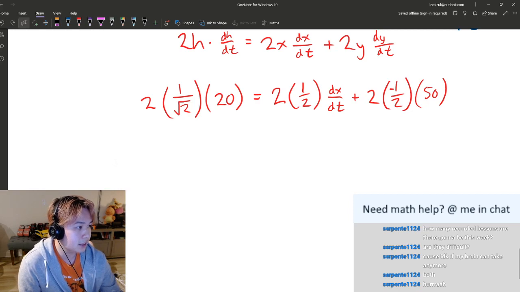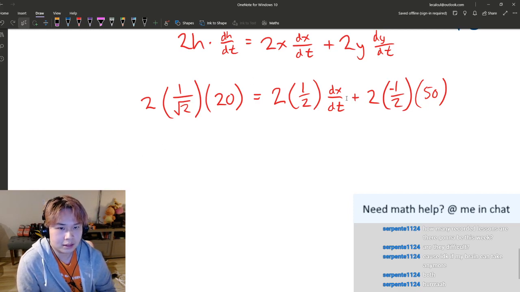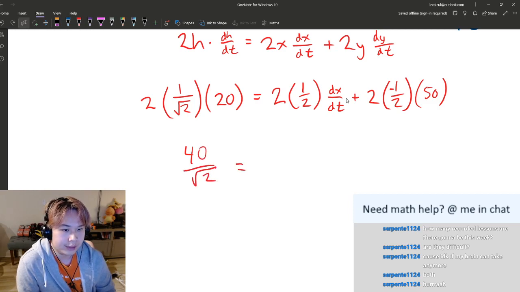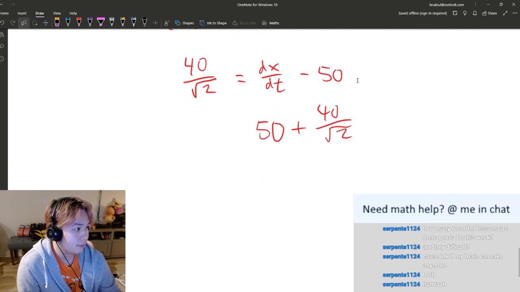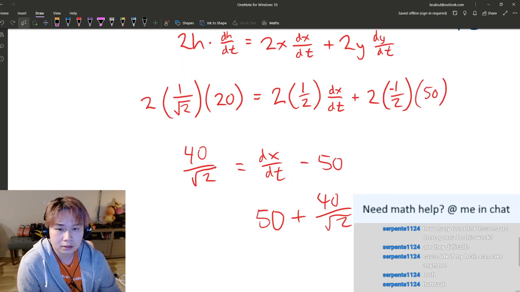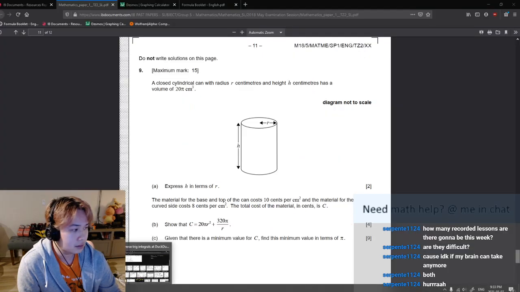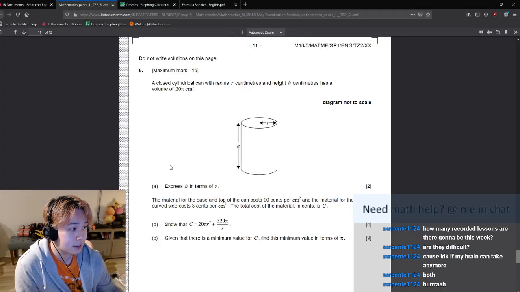So then here's your equation, Jazz, and then you just solve this. So what do we got? We have 40/√2 dx/dt, and then we have minus 50. So, I don't know, why don't you just literally try saying 50 plus 40/√2? And if it's WebWork, it should accept this, unless it wants it rationalized. But I don't think it cares.